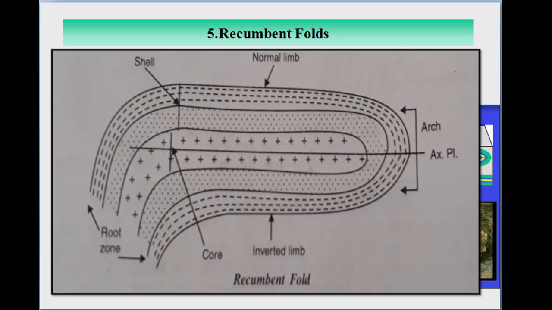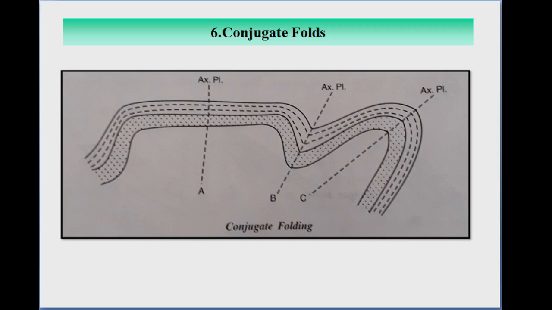Our next type of fold is the conjugate fold. In certain cases, a pair of folds that are apparently related to each other may have mutually inclined axial planes. Here in the figure you can see that the axial planes are mutually inclined. Such folds are called conjugate folds. The individual folds may be anticlined or synclined.